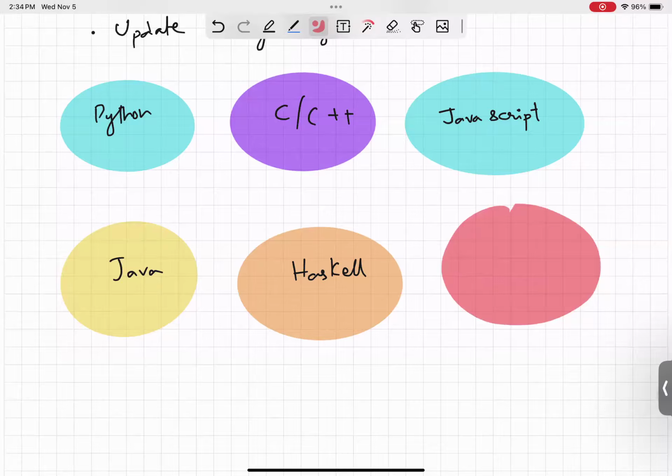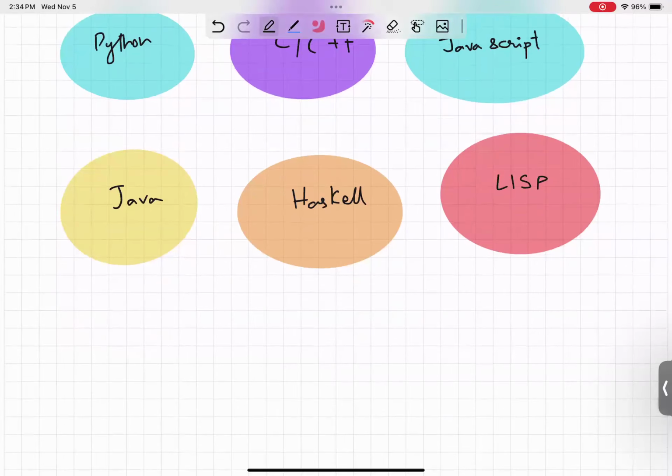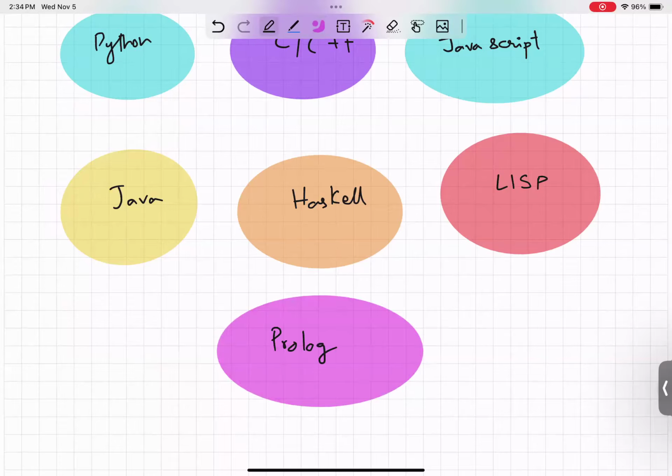Have you ever programmed in Lisp? I see a few people nodding heads very enthusiastically. What else? Yeah? Prolog, okay. Prolog, Fortran, and so on.